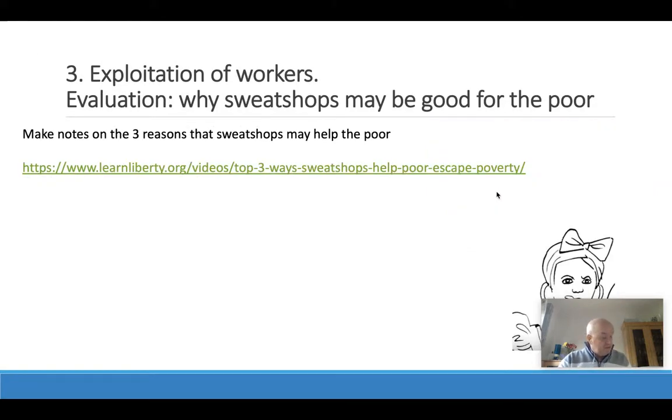Next one, then, talking about some of the issues. We talked about exploitation of workers, but sometimes we need to look at evaluating this, and there is a view from certain economists that, whilst sweatshops might be abhorrent to us in the more well-developed countries, there is an argument to say that sweatshops may actually be helping the poor. Again, there's a link for you to take a look at. It's about a 5-minute video, I think, which lists some of the reasons why certain economists believe that sweatshops may actually be helping the poor rather than exploiting them.